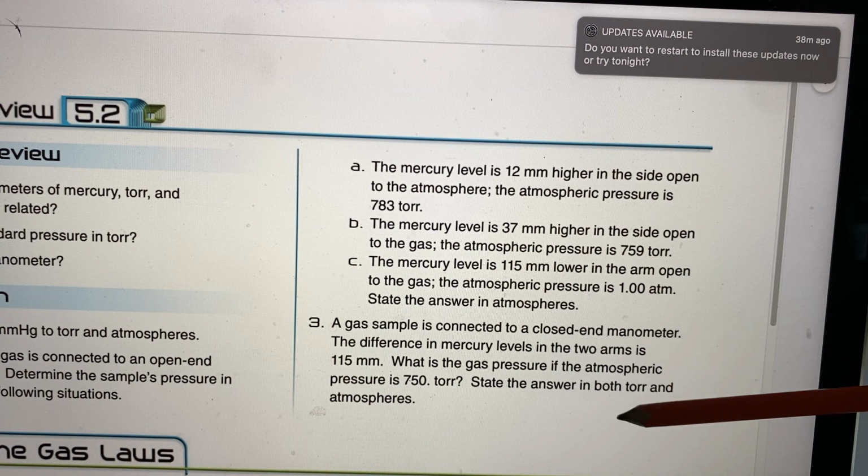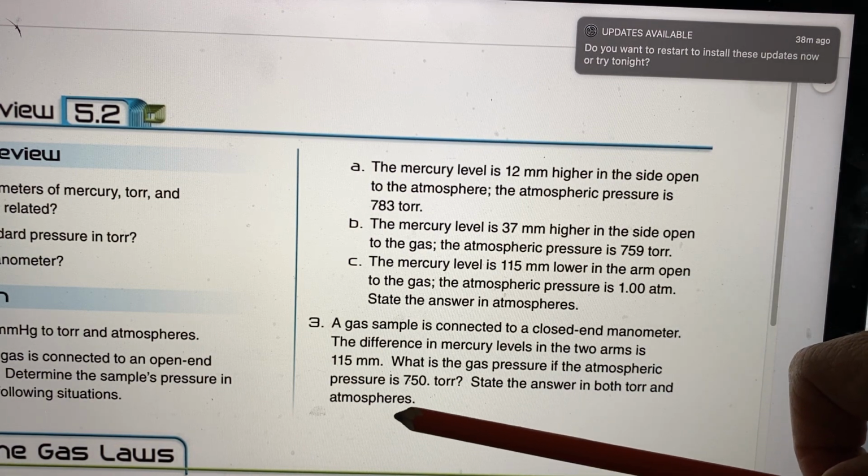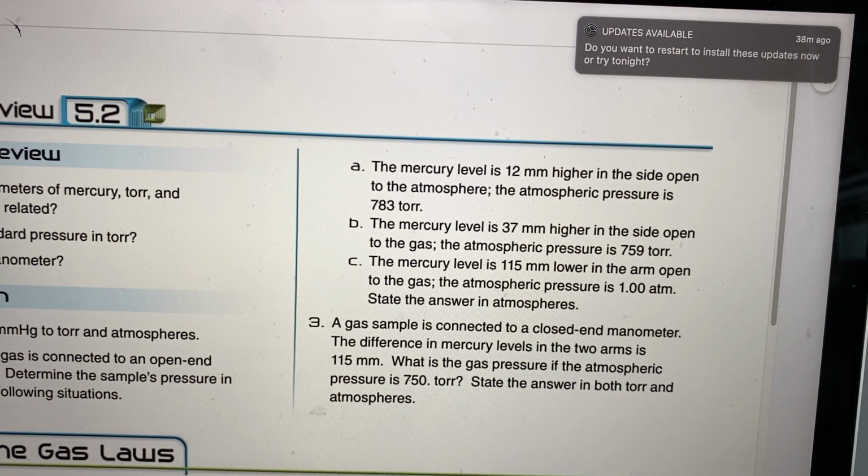So in torr it's 115, and then for atmospheres you're going to have to divide by 760, which I didn't do. So it's 115 divided by 760 torr. You can do that on your calculator. I don't have a calculator with me. So that's it for that section.